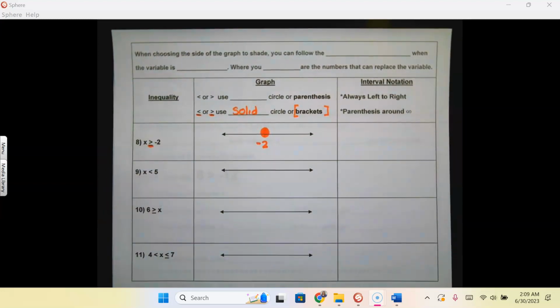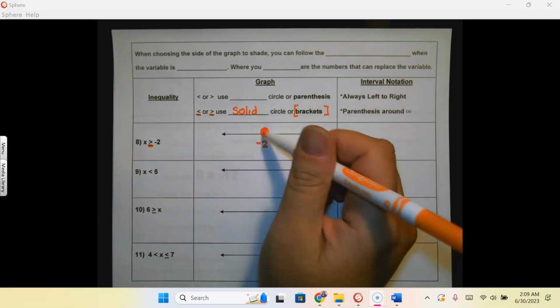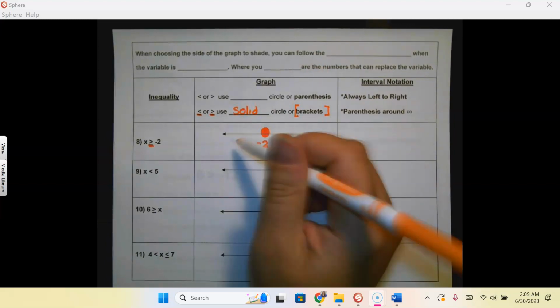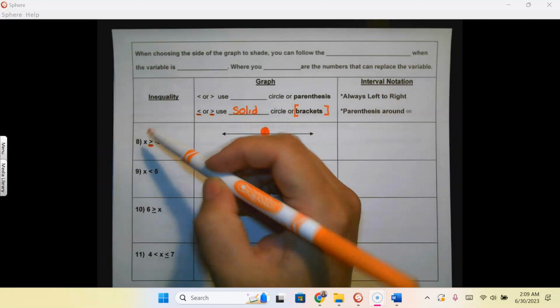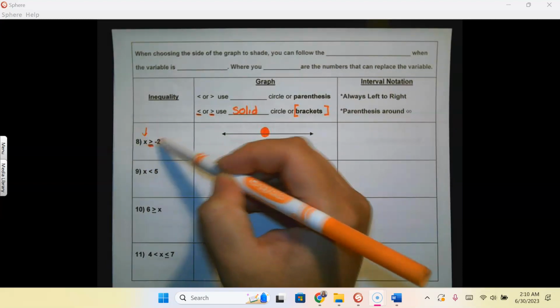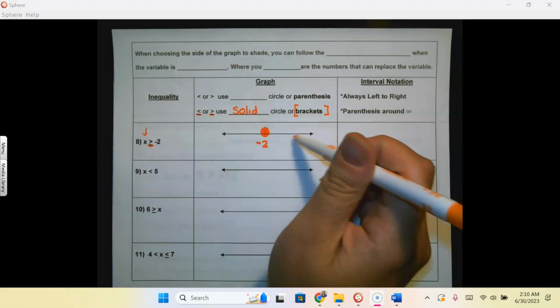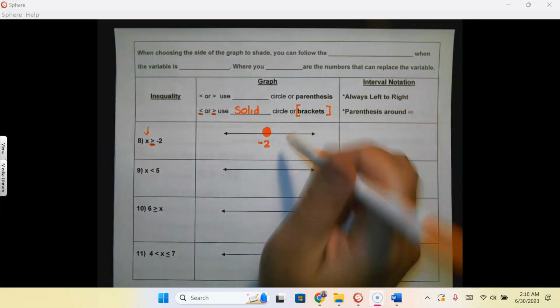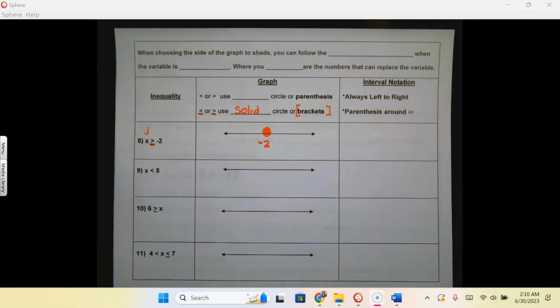Okay, so now as far as after we know what goes here, we have to figure out what side to shade. So we have to either think of what numbers are greater than or equal to -2, which would be all of these numbers over here. Or there is a little trick that works.